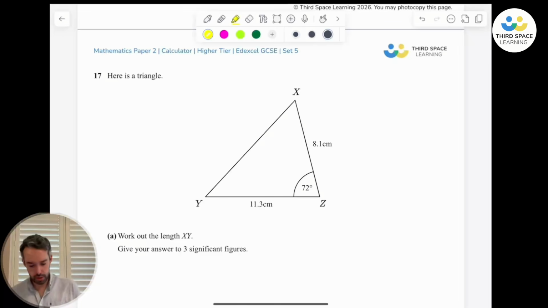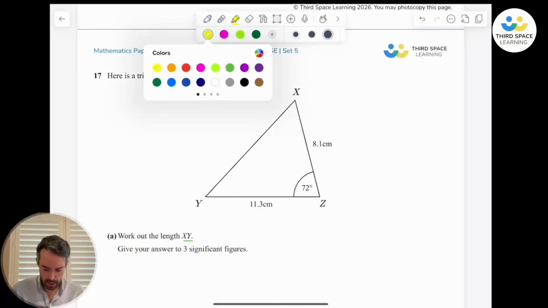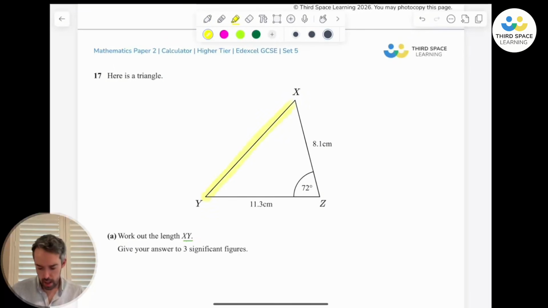Right, question number 17. So we've got a triangle and we have to work out the length of xy. So that is going to be this length. Okay, so when I'm thinking about triangles, I'm looking at, is it going to be some trigonometry perhaps to find this missing side? I can't use SOHCAHTOA because SOHCAHTOA is only for right angled triangles. So this is going to be the cosine rule because we've got an angle and then we've got 2 sides that enclose it. And we want to find that side opposite that angle.